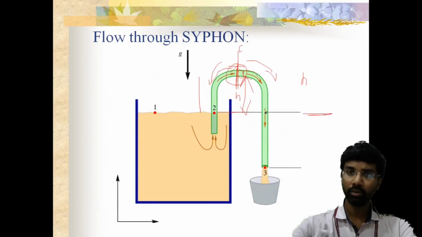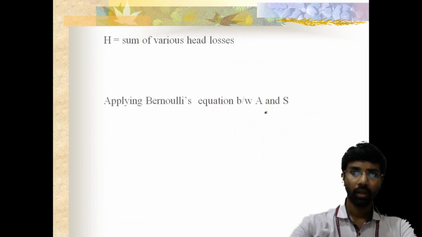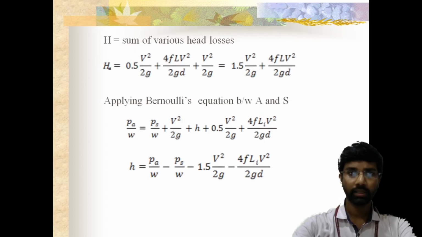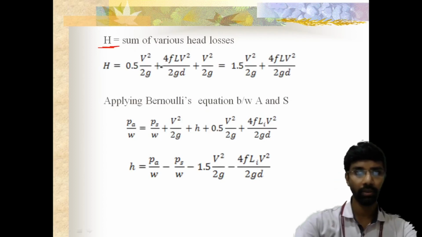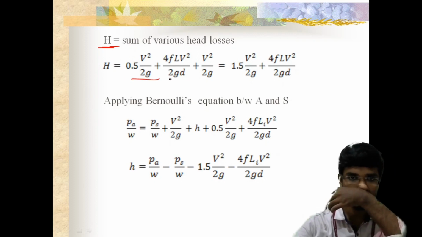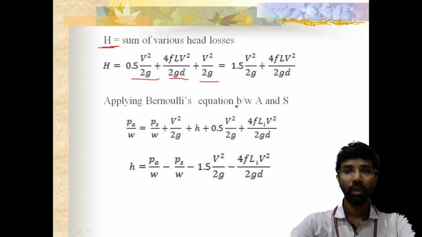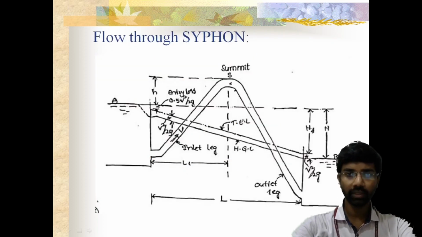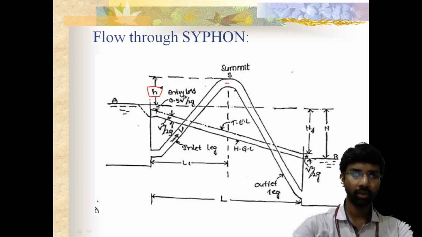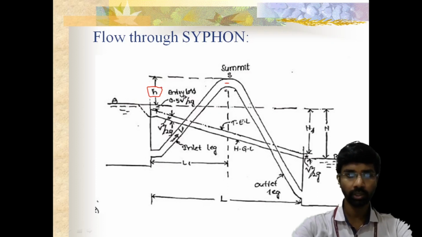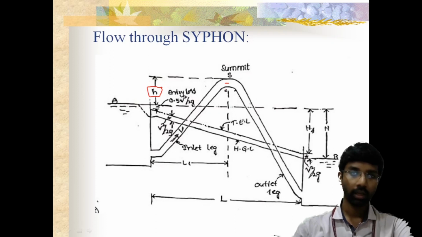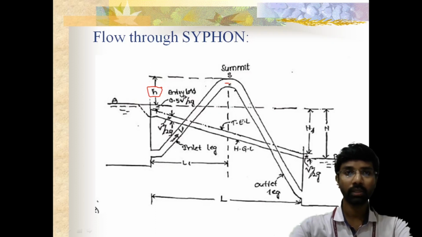And coming to the derivation part, I have already told you this H is nothing but the difference in 2 levels, that is the sum of various head losses. It is simply entry loss, frictional losses and exit loss. And now for calculation of the pressure at this summit point, or for calculation of this h, we are going to derive one equation simply by using Bernoulli's equation. That is the only equation that we'll use in this concept.